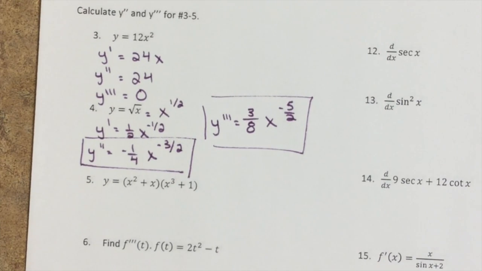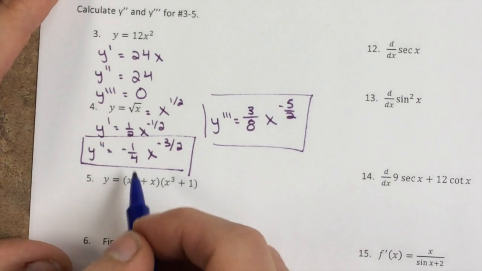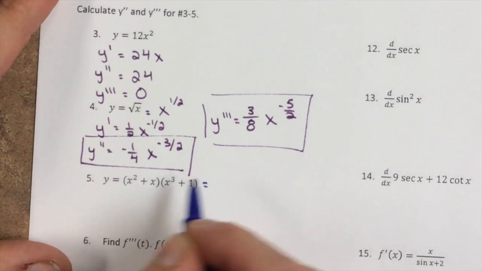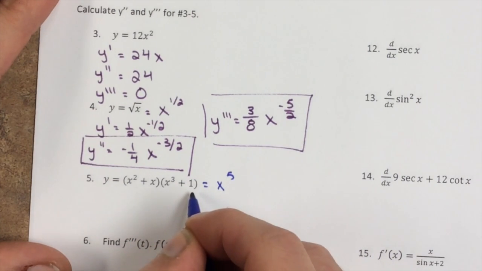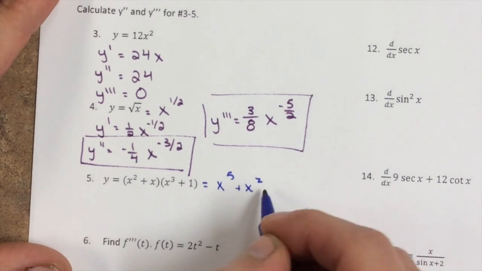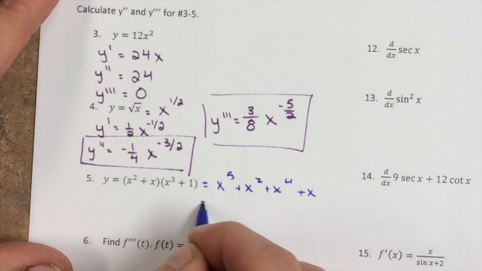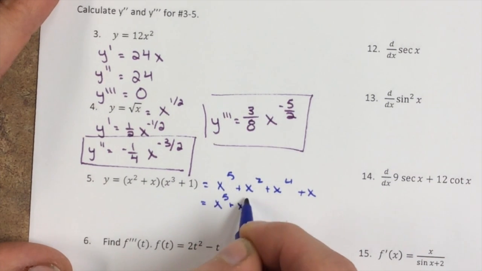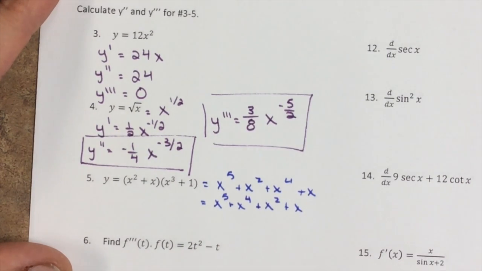For 5, we want to use the product rule, or we could multiply this out, whichever is easier. What I'm going to do is FOIL this whole thing out, which is x to the 5th plus x squared. X times x cubed is x to the 4th. X times 1 is x. So really this is x to the 5th plus x to the 4th plus x squared plus x.